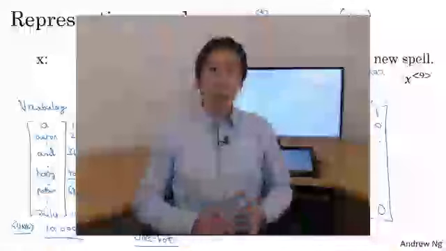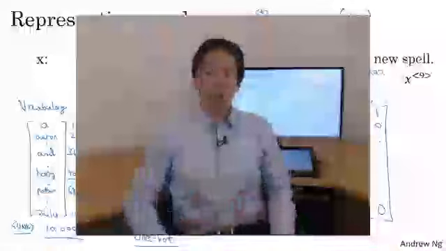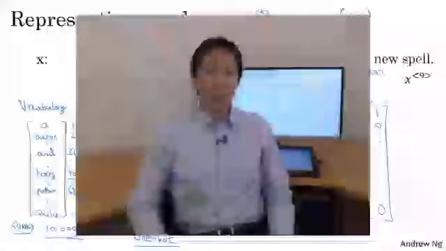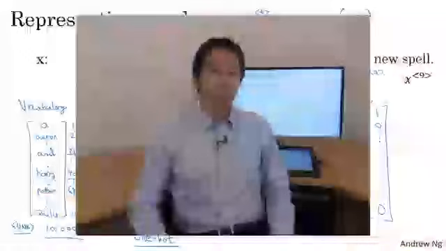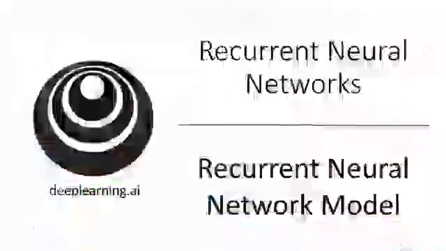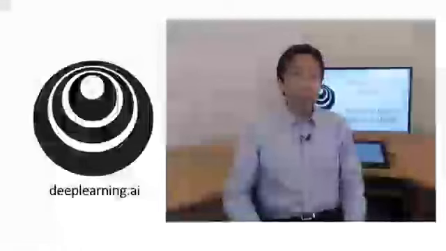So to summarize, in this video, we described a notation for describing your training set for both x and y for sequence data. In the next video, let's start to describe a recurrent neural network for learning the mapping from x to y. In the last video, you saw the notation we'll use to define sequence learning problems.